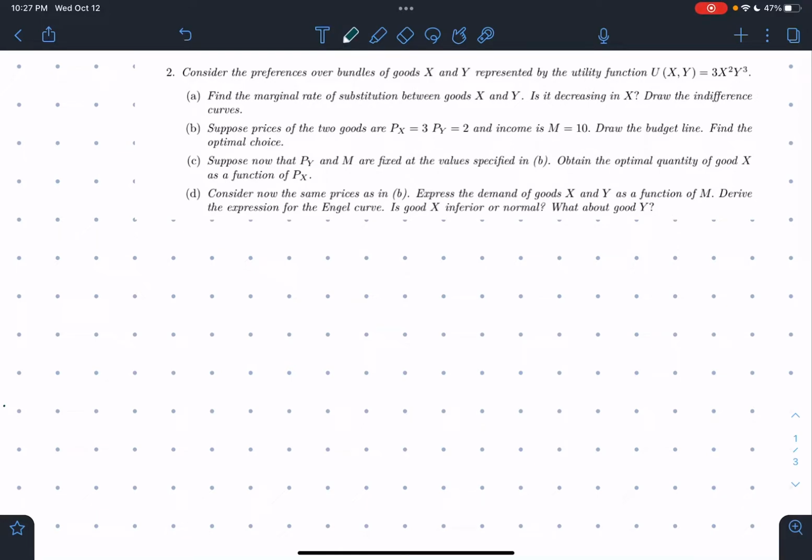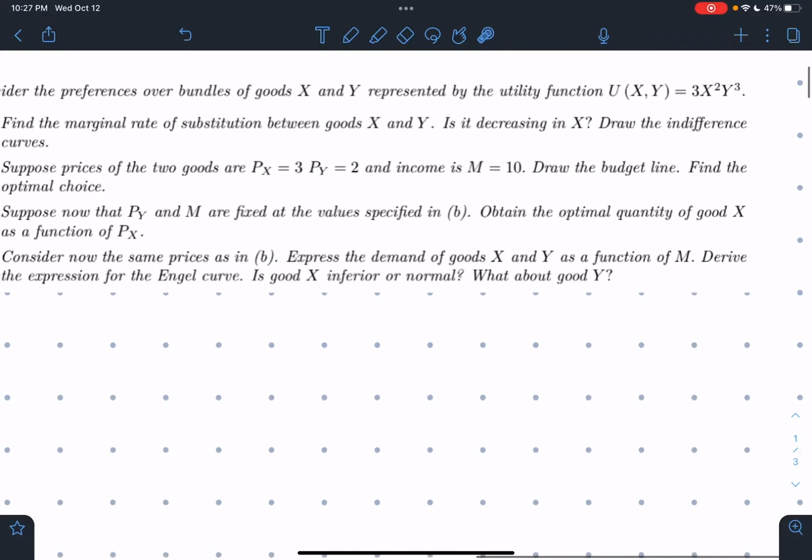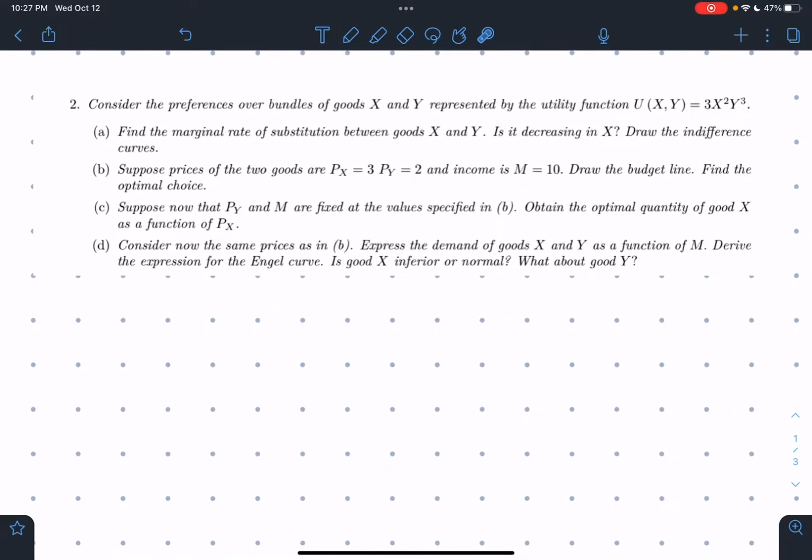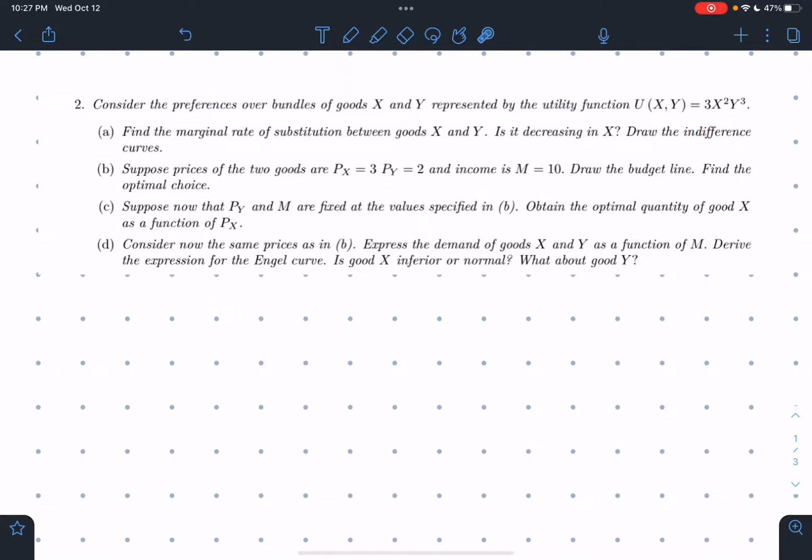We're going to be looking at problem 2. What we're going to do is consider preferences represented by the utility function 3x squared y cubed. Now, this is known as a Cobb-Douglas utility function. It's going to have a nice interior solution, and we're going to go through a lot of different exercises with this utility function.